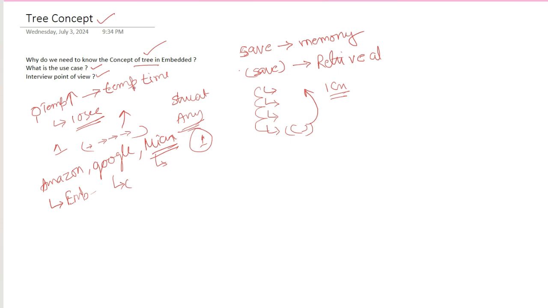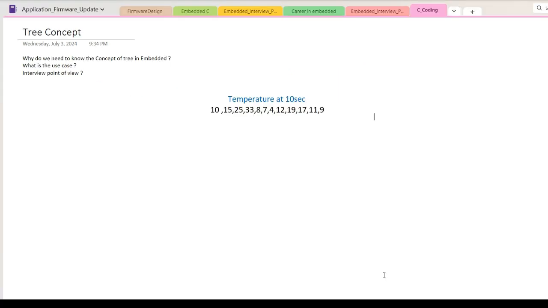Okay, now let's move to the concept of tree. Let's now see, we have data of temperature recorded after every 10-second interval. We want to arrange the data using the concept of tree, so that the insertion and retrieval of data becomes very easy, and getting the maximum element and the minimum element is also very easy. So let's understand the tree first.